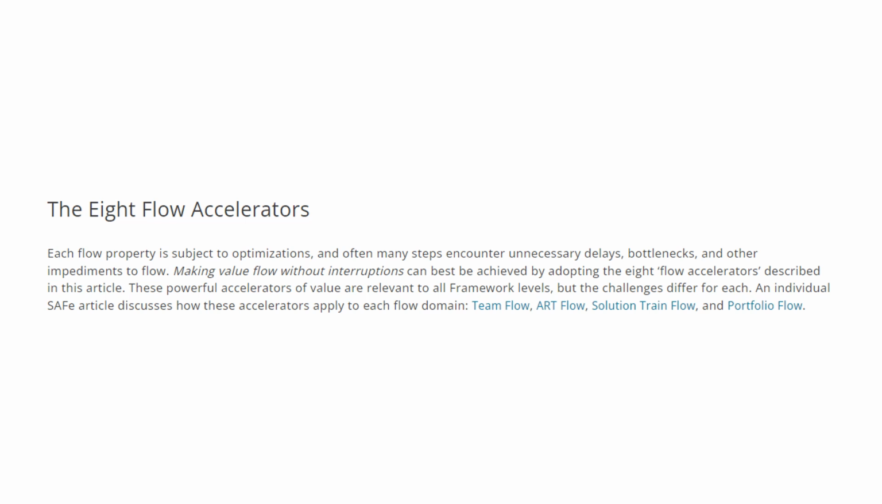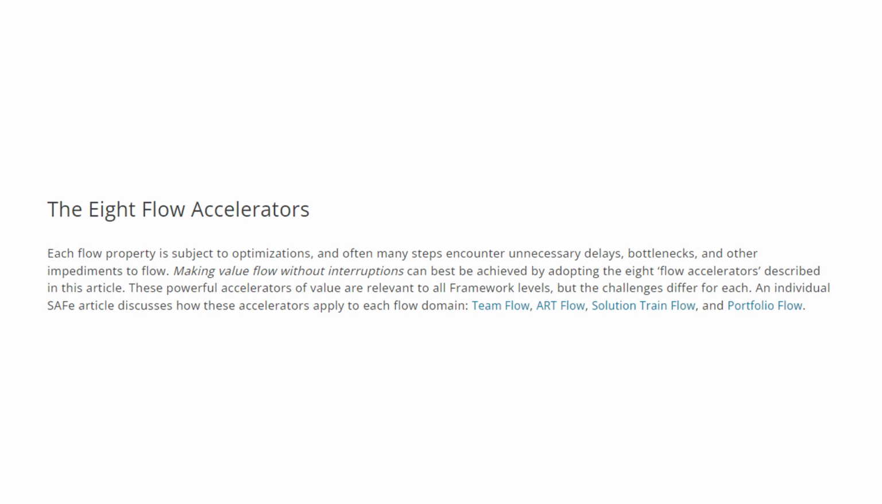So making value flow without interruptions can best be achieved by adopting the 8 flow accelerators described in this video, right? These powerful accelerators of value are relevant to all framework levels, but the challenges might differ. You can apply these 8 powerful accelerators for your team flow, ART flow, solution train flow, and portfolio flow. I'm going to have separate videos for each of these items.